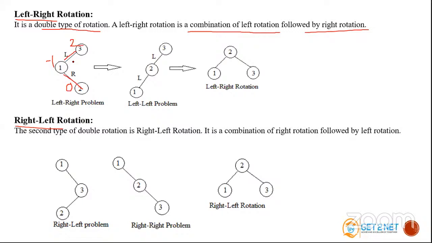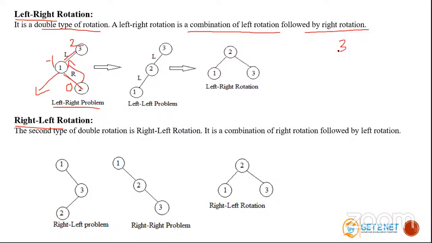First, we have this left-right problem. We have to convert it into a left-left problem, so that only then can we do another rotation. First, we have to rotate one part. How to rotate one part? We have to take this 2 node upward, and the 1 has to come to the left.